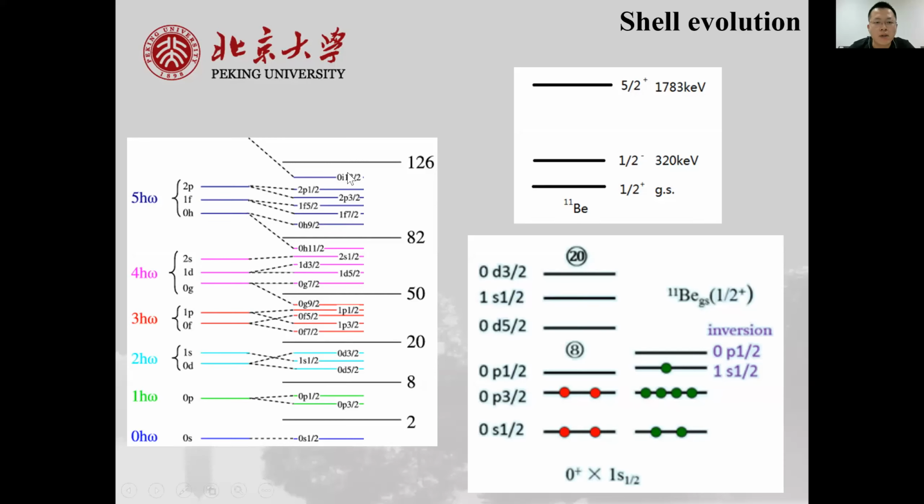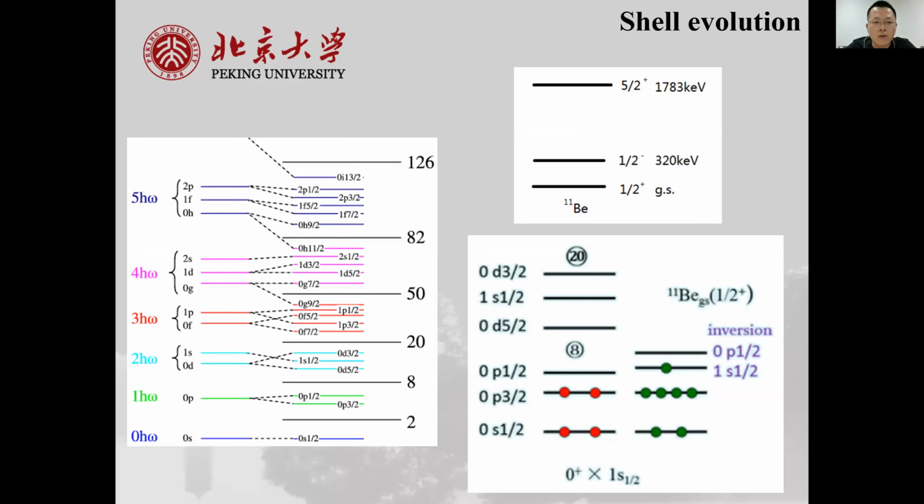For light stable nuclei with small N/Z asymmetry, the existence of the magic number can be well explained by the traditional shell model. However, with increasing N/Z ratios, unusual rearrangement of the single particle orbitals emerges in the exotic nuclei far from the stability line.